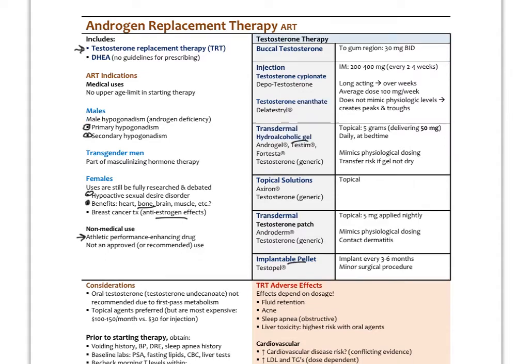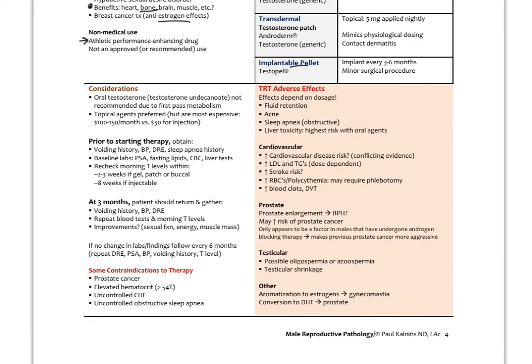Some considerations about androgen replacement. So again, we don't use oral testosterone because of the effects it has on the liver through first pass metabolism, increasing clotting proteins and increasing liver enzymes. Topical agents are preferred, but they are more expensive than the injectables. So that could be an issue for some people. But typically with most insurance companies, if there's an indication for androgen replacement, it should be covered.